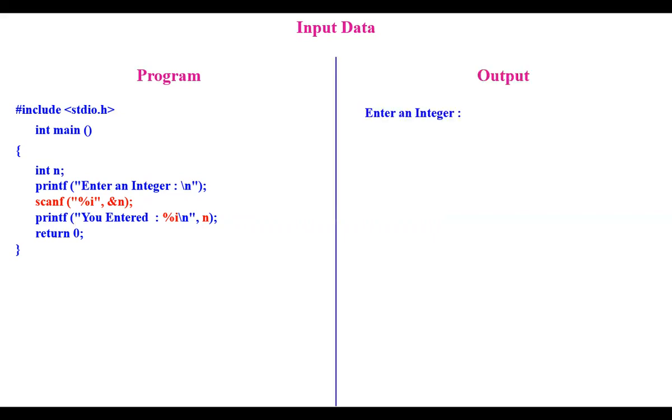See the output, it asks to enter an integer. I have entered the value 10, right? Because we have this newline character, this output has come in the second line. Next, it is saying that you entered the value 10 here, right? So that's how the system reads the values like this. Let us see some more examples.